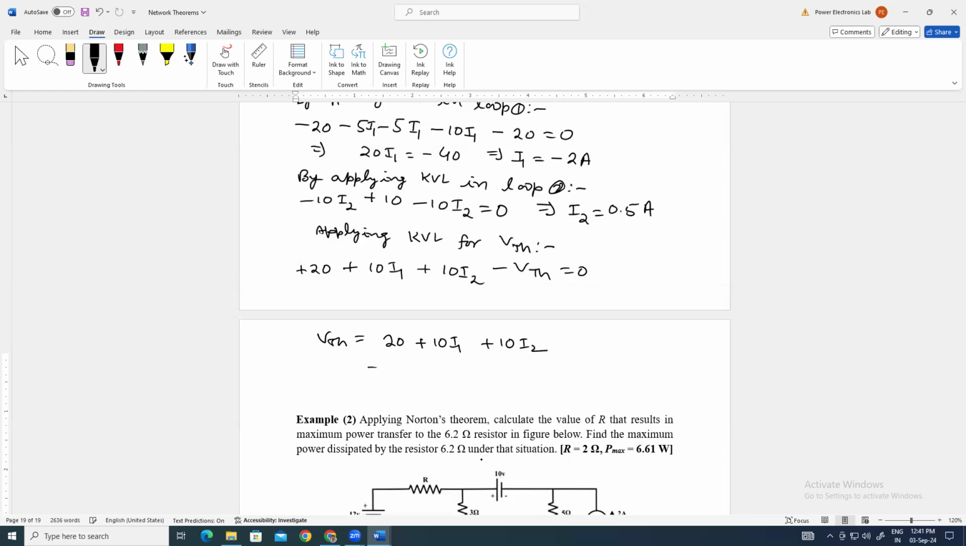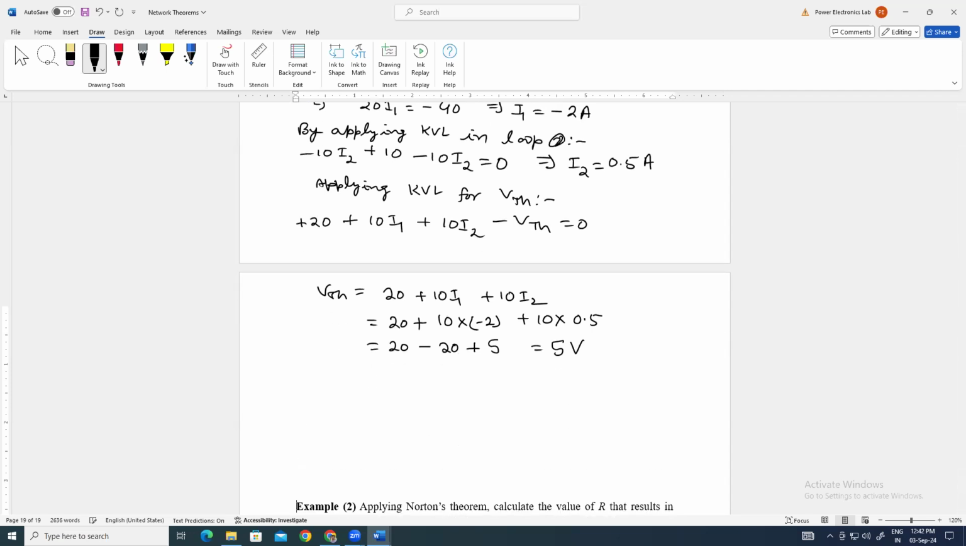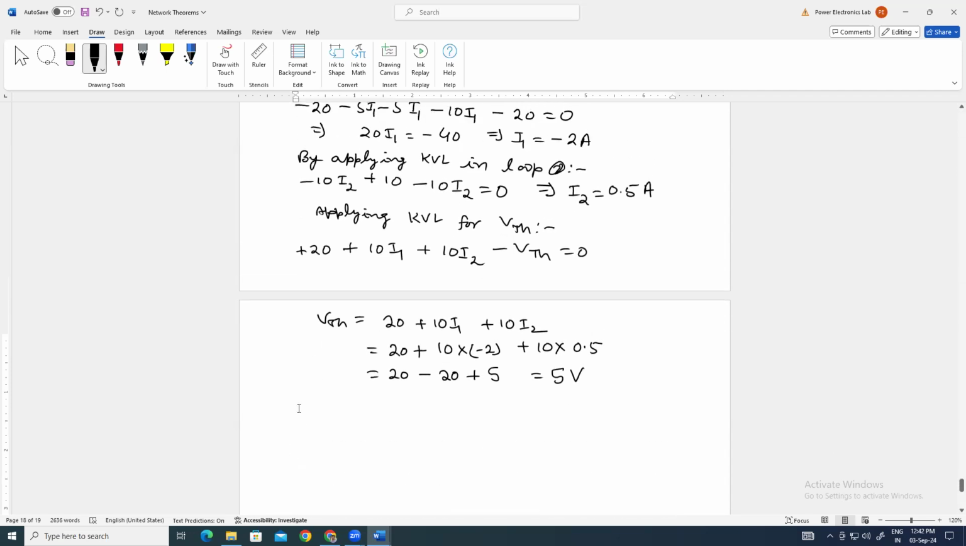अभी i1 i2 का value put कर देंगे. 20 + 10 into i1, what was the value of i1? -2. So 20 + 10 into -2 plus 10 into i2 is equal to 0.5. So that will be equal to 20 minus 20 plus 5. That is VTH is equal to 5 volt only. So we have evaluated the value of VTH. Now we have to evaluate the value of RTH.